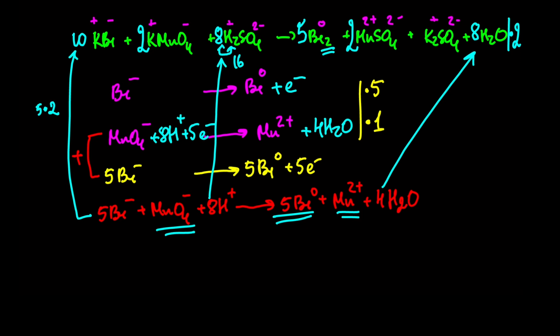All that's left is to balance potassium atoms in K2SO4. Before the reaction, we have 12 potassium particles, 10 from KBr and 2 from KMnO4. So after the reaction, we write 6, and the reaction is balanced correctly. Now it should be clear how to use redox under acidic conditions.